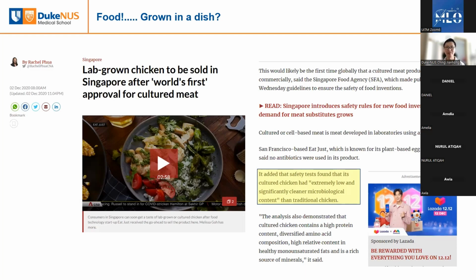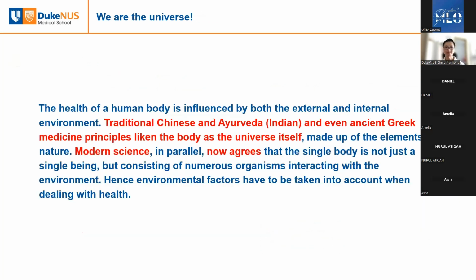After talking about the macro environmental effects on health, we will now talk about the micro environment within our body. I liken the human body to a universe itself, having an internal system that acts like a planet Earth in response to an outside environment, the universe that's not within our control. In traditional Chinese medicine, in Ayurveda, which is Indian medicine, and even ancient Greek medicine, the principles compare the human body to the universe, philosophically and mystically involving the balance of elements of nature within the body.